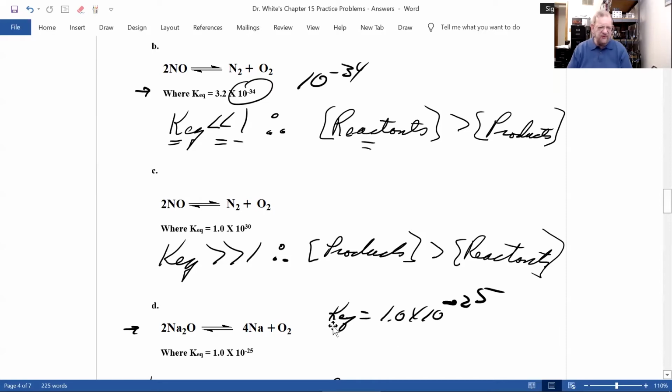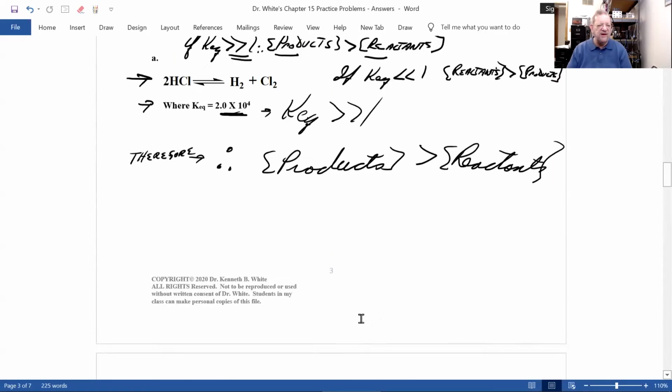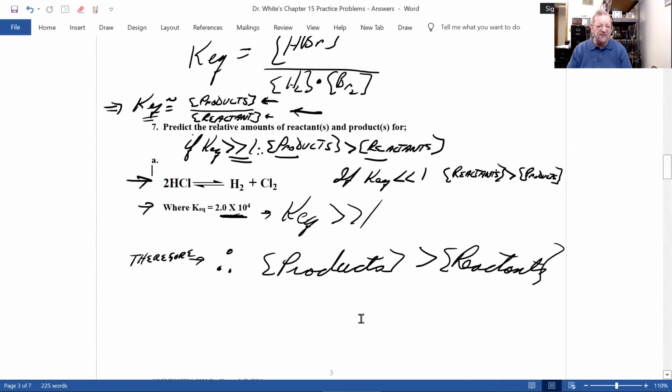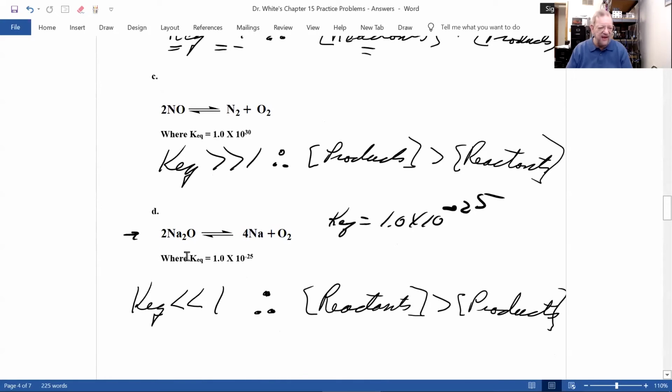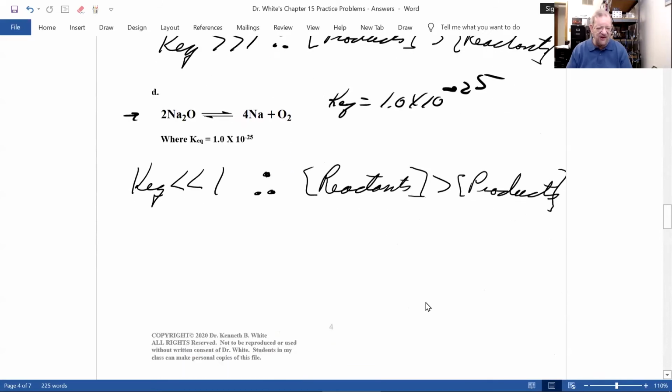Now, question is, predict the relative amount of reactants and products for D. And notice K equilibrium is much less than 1. Therefore, when it's less than 1, you'll have more reactants than products. And that's how you do it.